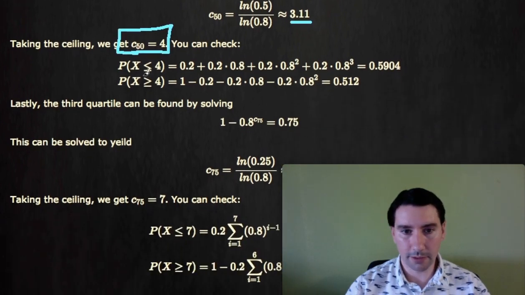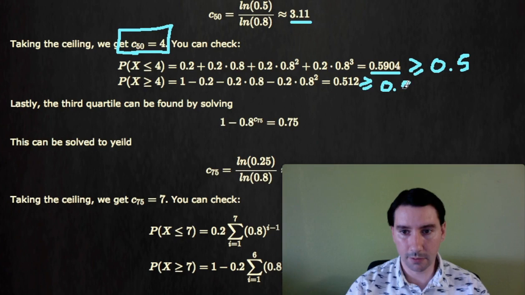So the probability x is less than or equal to 4 is 0.5904, which is bigger than a half, or bigger than 0.5. And the probability x is bigger than or equal to 4 is 0.512, which is also bigger than or equal to 0.5. So half the distribution is above 4, including 4, and half the distribution is below 4, including 4.